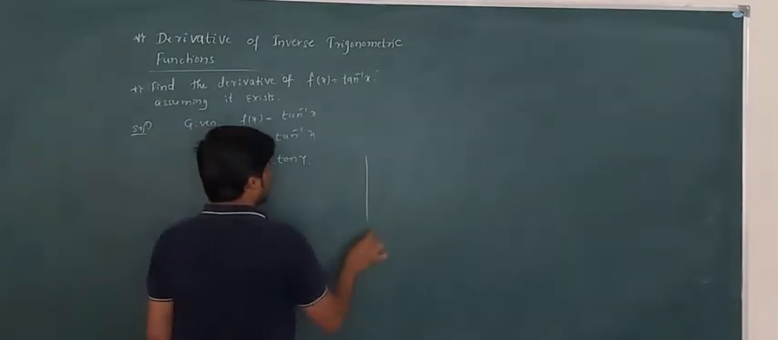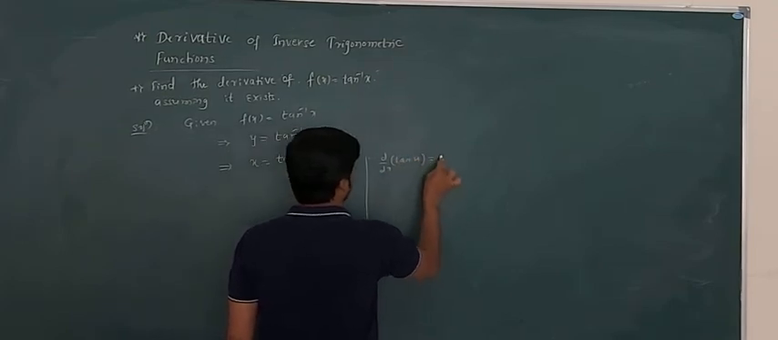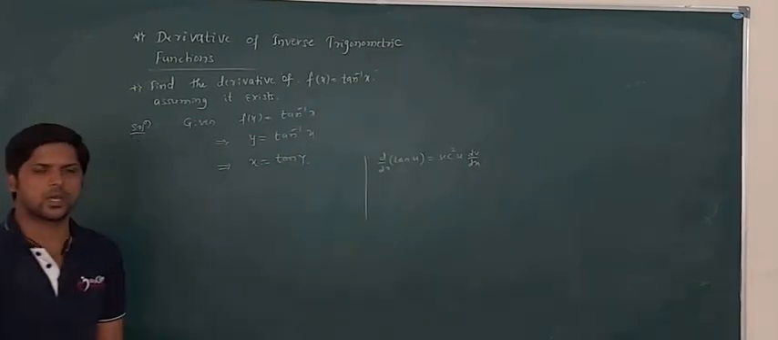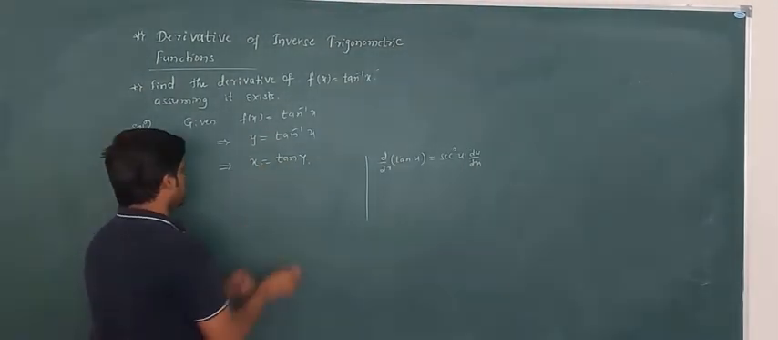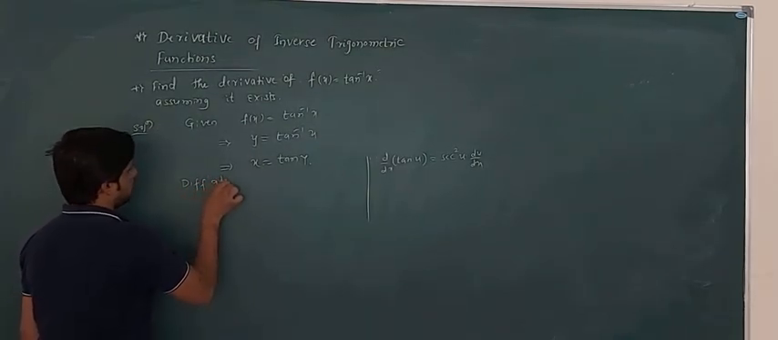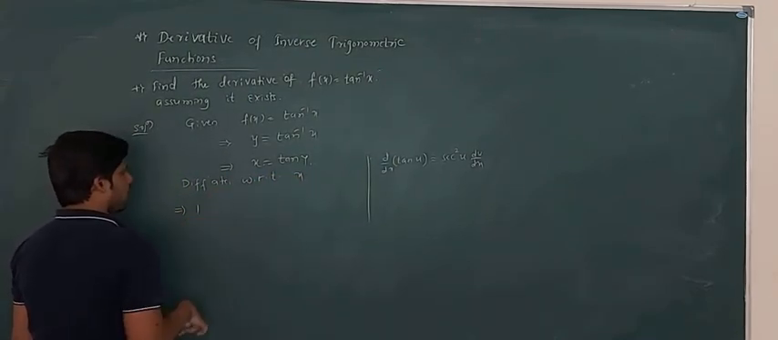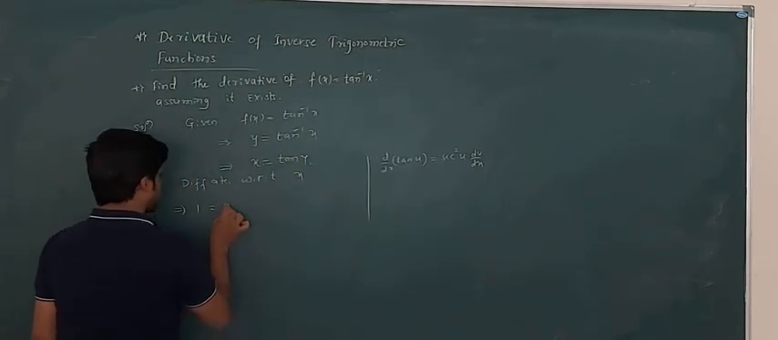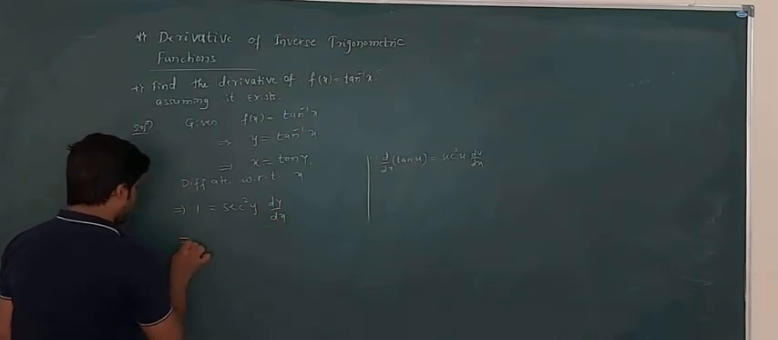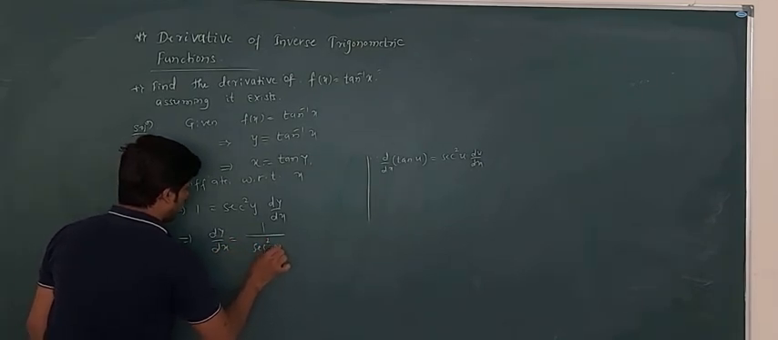As we know that d by dx of tan u differentiation is secant square u into du by dx. Differentiating with respect to x, we get here x differentiation is 1, and tan y differentiation we get secant square y into dy by dx. Solve for dy by dx, we get dy by dx is equal to 1 upon secant square y.